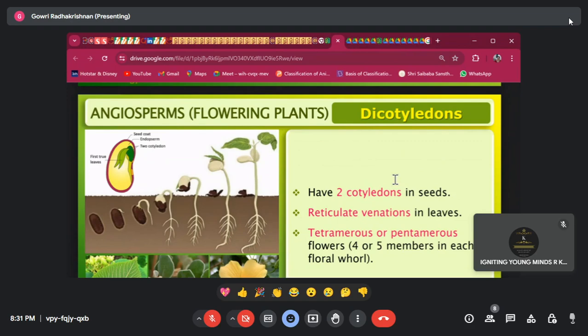Can you tell me one example? This is a continuously asked MCQ in NEET, past NEET questions. So please note this one, children. Wheat is a monocotyledon. By now you should be knowing. Dicots have two cotyledons in seeds, that's why they are dicotyledons, and reticulate venation in leaves. Tetramerous or pentamerous flowers, or 4 to 5 members in each floral whorl. Okay, that is the floral arrangement he is talking about.